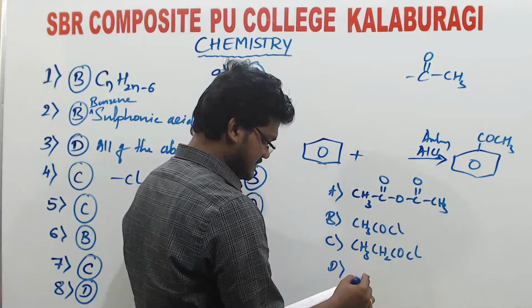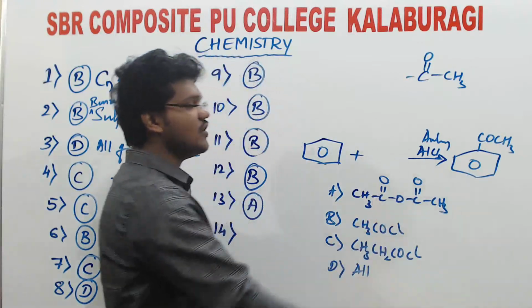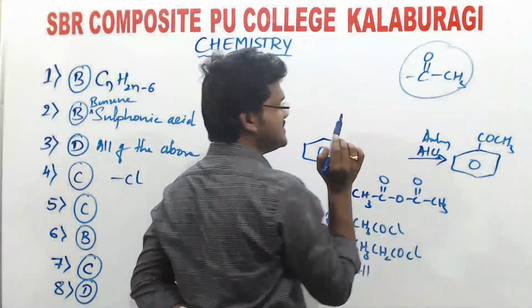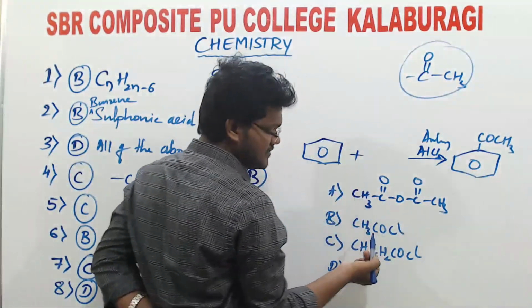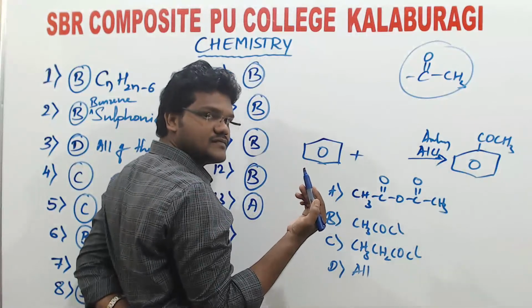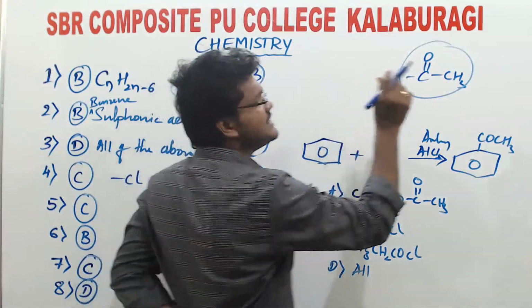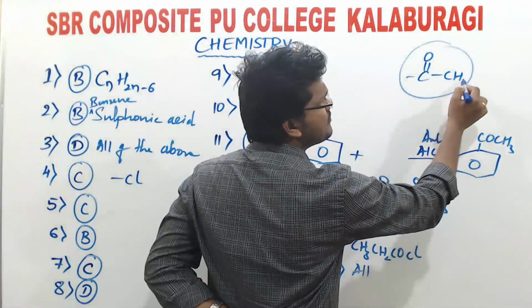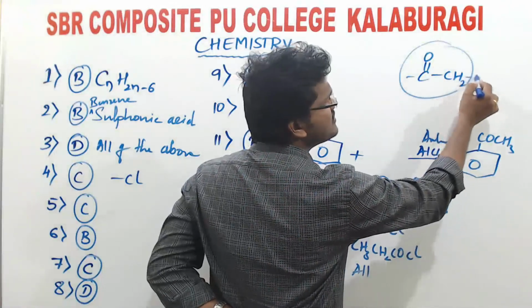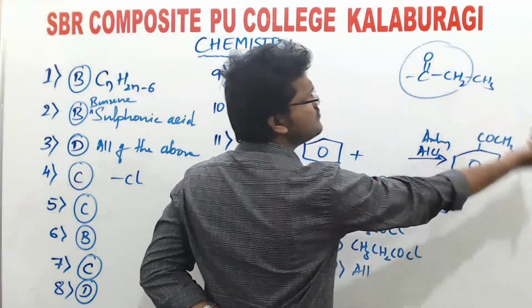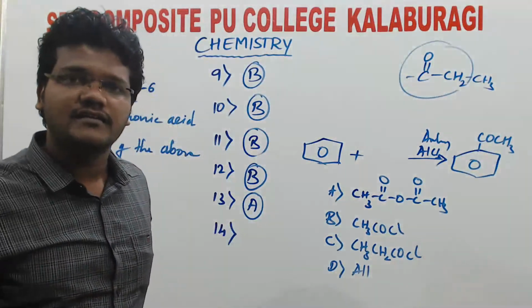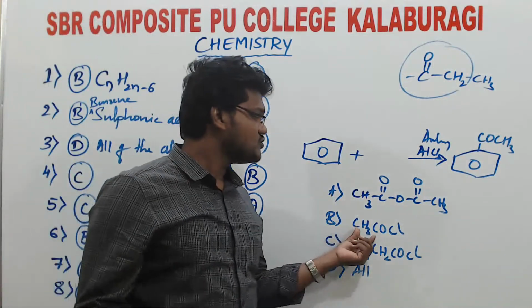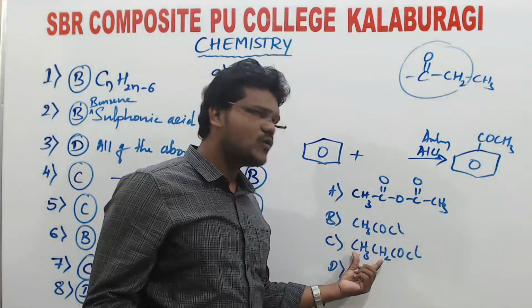Option D, they said all. Which is possible? I want to introduce this group to benzene. Whether I can use this or this or this, or I can use all. See, it doesn't mean that there should be only this acetyl group. The acyl group can be COCH2CH3 also. It doesn't mean that I'm supposed to take only one carbon over here. You can even think about two.